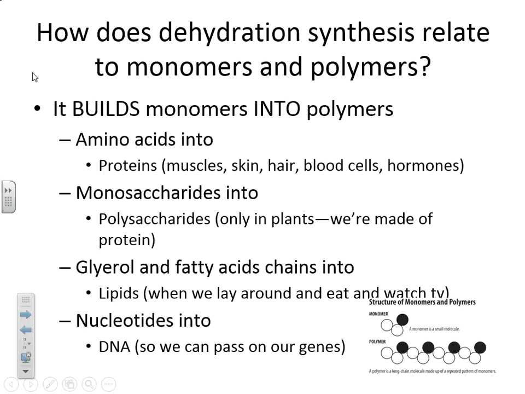All right, so this is, again, what I just went over on the other slide. So amino acids can be put together to make proteins, monosaccharides into polysaccharides. Glycerol can be combined with fatty acid chains to make lipids. So in this case, maybe if you have a glycerol and 3 fatty acid chains, that would make a triglyceride molecule. And then nucleotides can be put together to make DNA, so we can pass on our genes. Or these nucleotides can be put together to make RNA.